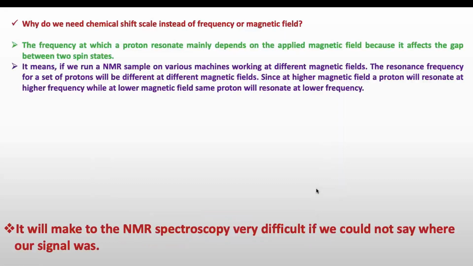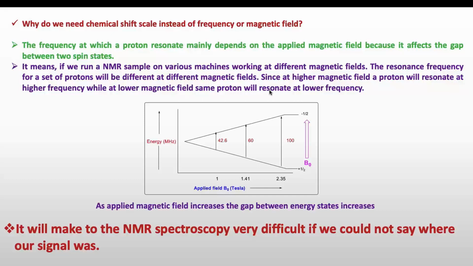But why do we need a chemical shift scale instead of frequency or magnetic field? The frequency at which a proton resonates mainly depends on the applied magnetic field, because it affects the gap between two spin states. It means if we run an NMR sample on various machines working at different magnetic fields, the resonance frequency for a set of protons will be different at different magnetic fields. At a higher magnetic field a proton will resonate at a higher frequency, while at a lower magnetic field the same proton will resonate at a lower frequency, because the gap depends on the applied magnetic field. It would make NMR spectroscopy very difficult if we could not say where our proton will appear in the NMR spectrum, because whenever you use a different machine you will get a different position for the same proton.